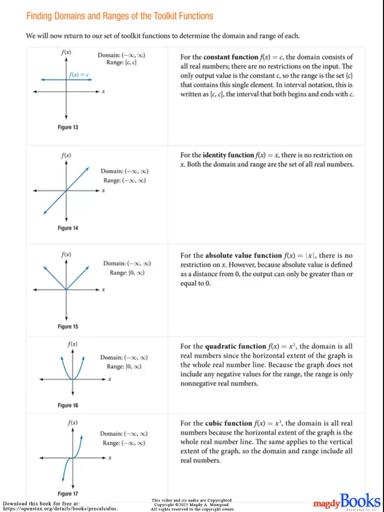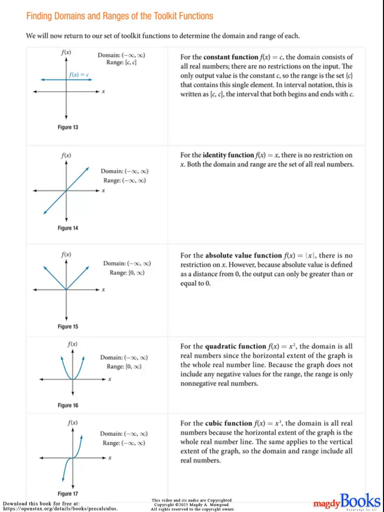Figure 15. f(x) = |x|. Domain: (-∞, ∞). Range: [0, ∞). For the absolute value function, f(x) = |x|, there is no restriction on x. However, because absolute value is defined as a distance from 0, the output can only be greater than or equal to 0.